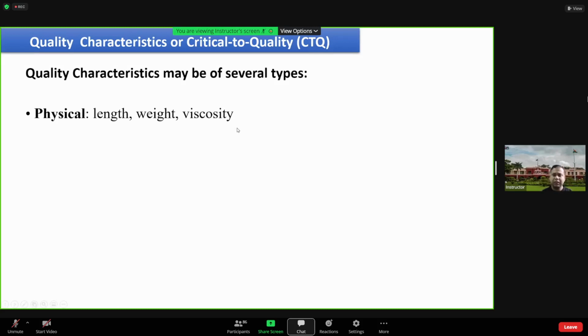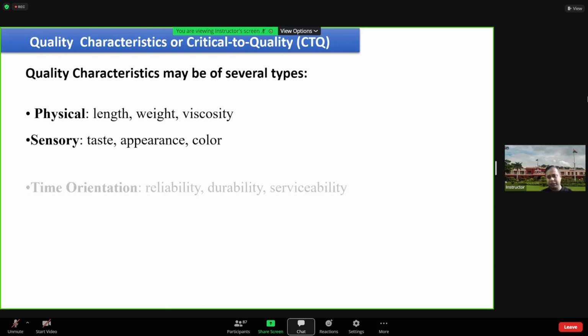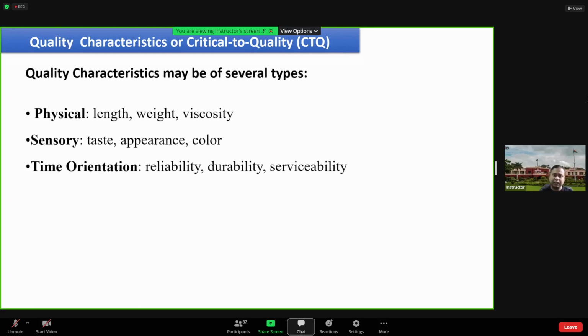Then there are other classifications of CTQs, like sensory, which we can only sense, like taste, appearance, color. When we go to a restaurant, we judge the food by tasting it. So that can be our CTQ for that particular product. Then time related, how long the product is going to work once we put it in use, and how reliably it is going to work without failure. So that can also be our CTQs.